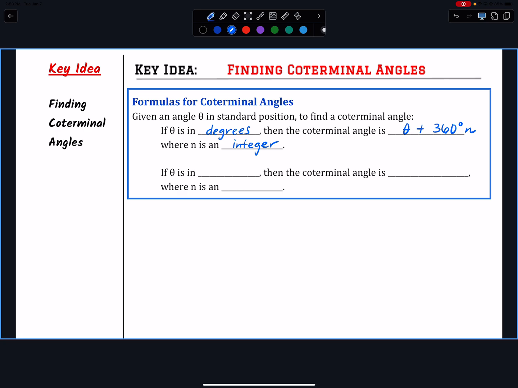If theta is in radians, it's the same thing, but what do we use instead of 360 if it's in radians? 2 pi. So it's going to be theta plus 2 pi n, where n is still an integer.